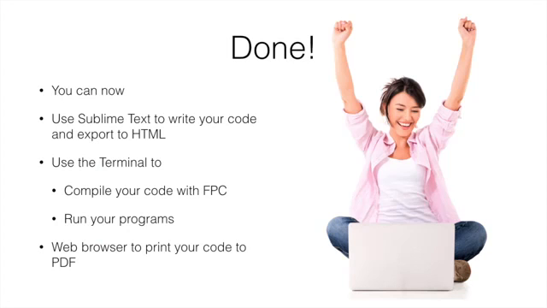All right, we're done. So we've had a look at all of the tools that you need to install for Windows, and you've seen how to use Sublime Text to write your code and to export that code to HTML. We've seen how to use the terminal to compile your program using the Free Pascal compiler, and how to run that program. And we've looked then at using the web browser to print your code to PDF. So that's pretty much everything we need to be able to do. Now we can focus on what we actually do inside that program's code. And that will be what this unit's all about.